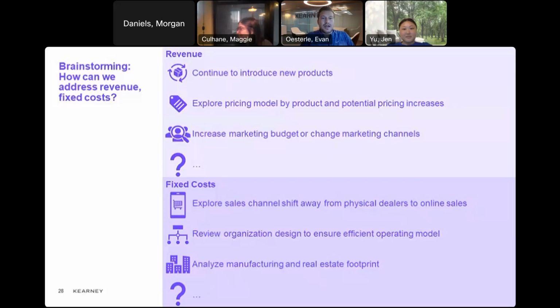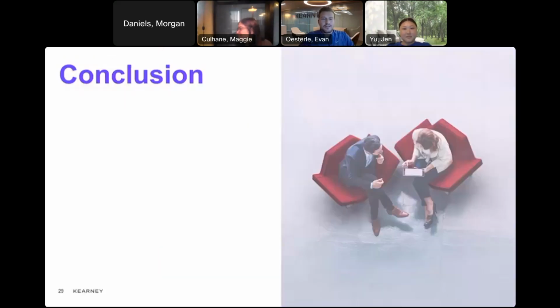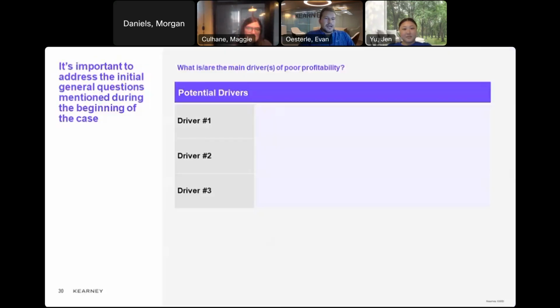All right, so now we've done our brainstorming. Jen, if you want to go forward, conclusion. All parts of the case are important, but bringing it all together is one of the most important parts. Naturally, whatever you say here is what you leave me with. So the stronger your conclusion is, the more it really helps bring home the case.